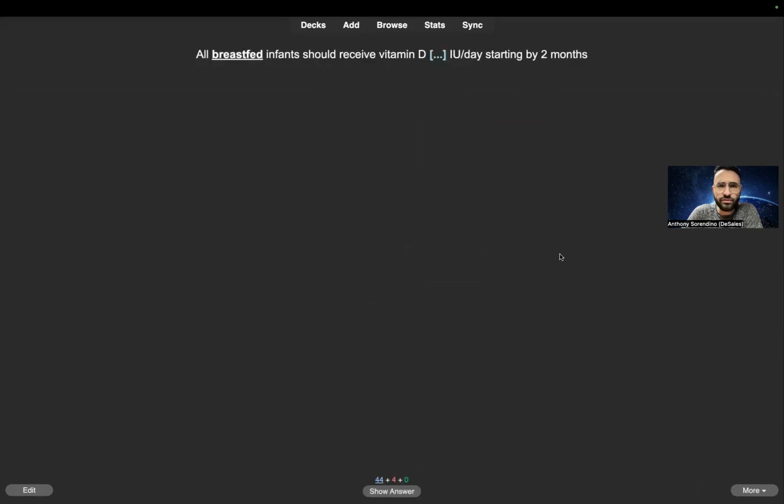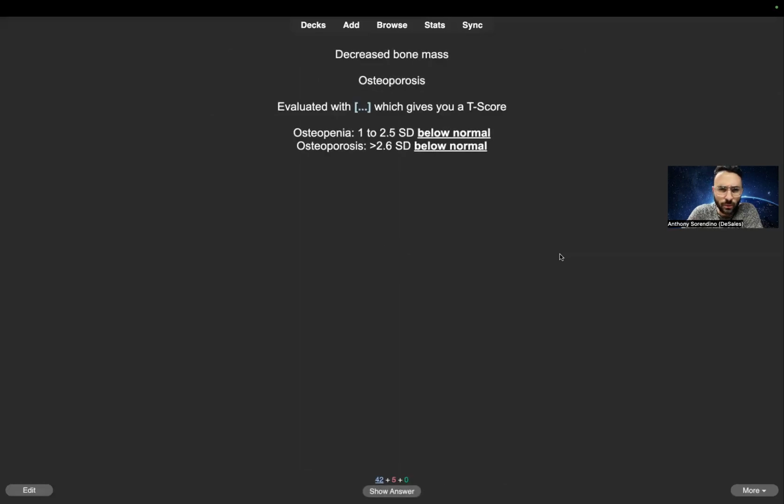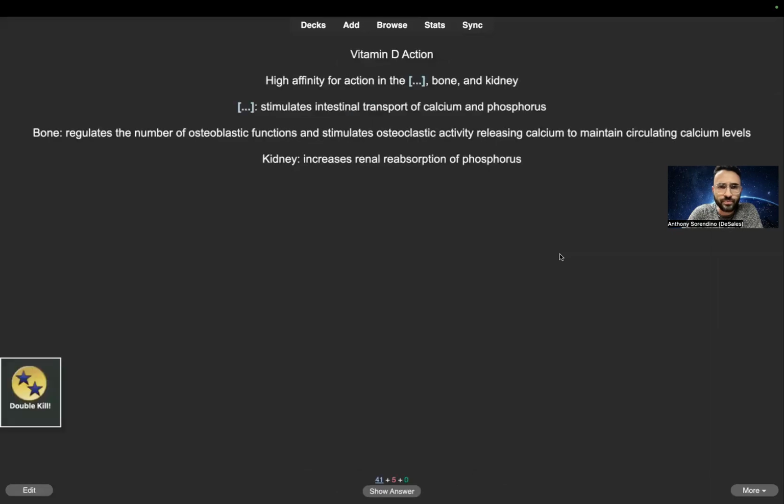All breastfed infants should receive vitamin D. How many IU per day starting by 2 months? 500, 400. Come on. Blank OH is a mature active hormone of vitamin D, 125 OH. Decreased bone mass osteoporosis, evaluated with a DEXA scan, which gives you a T-score. Vitamin D action, high affinity for action, so this is BIC: intestine, bone, kidney. This is going to be intestine, stimulates intestinal transport of calcium and phosphorus, right? So it's going to increase the absorption of both of those, right?